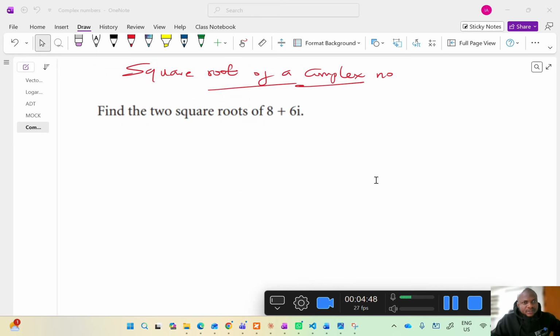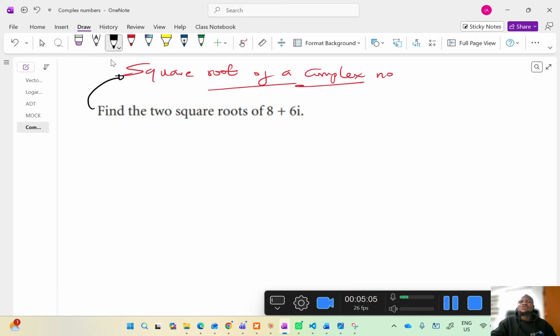Now, the next concept is finding the square root of a complex number. So let's see this example to illustrate how to find the square root of a complex number. The question says, find the square roots of 8 plus 6i.